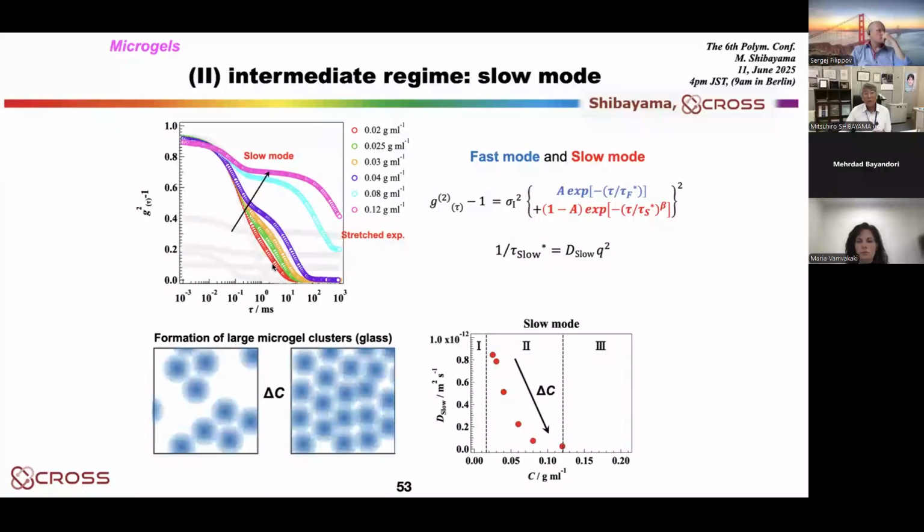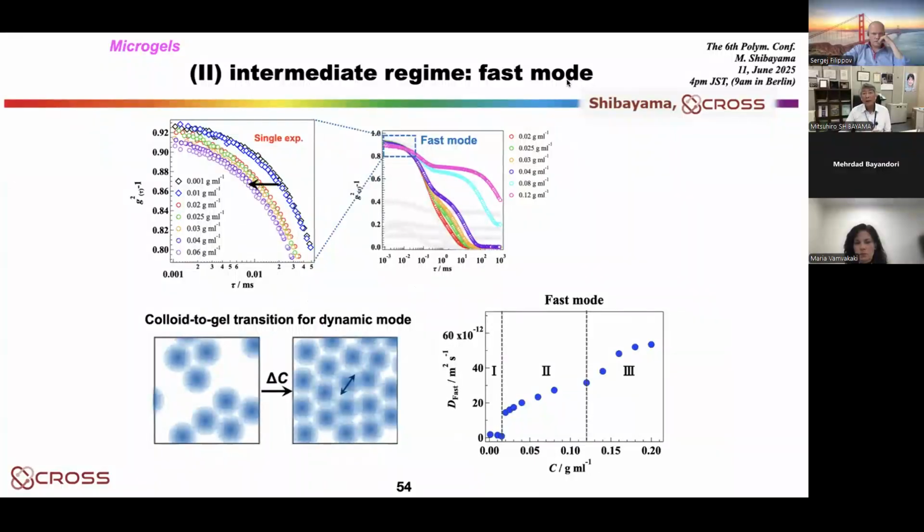Let me discuss the fast and the slow mode. The slow mode is a decreasing function of the concentration, because the dynamics become slower at increasing concentration, which we can expect. On the other hand, the fast mode is very interesting. The fast mode becomes faster with increasing concentration.